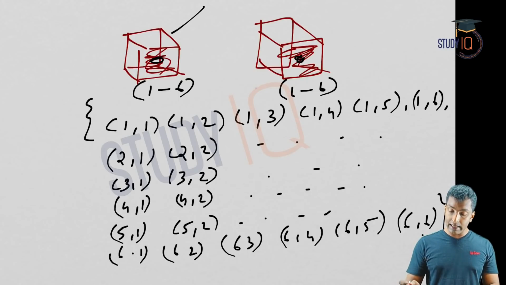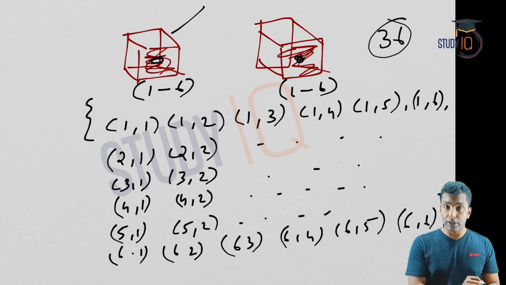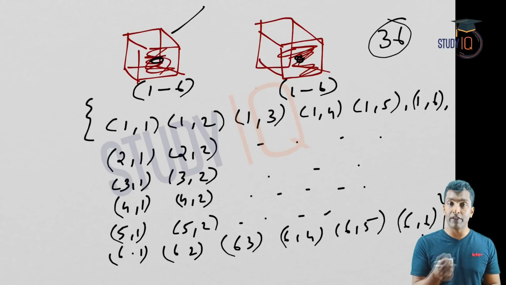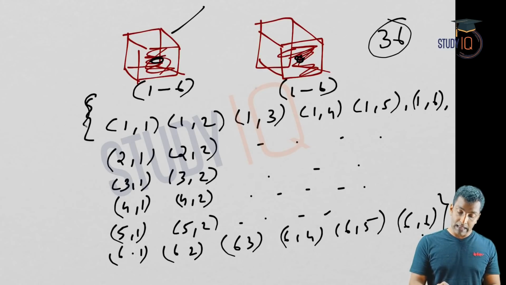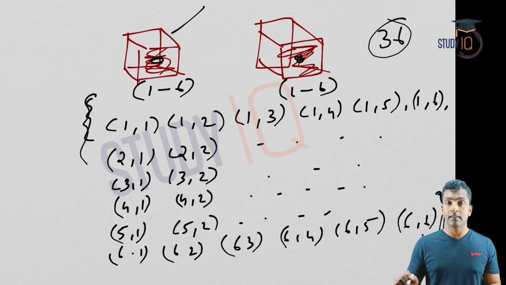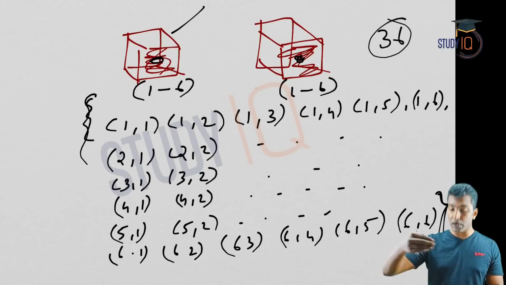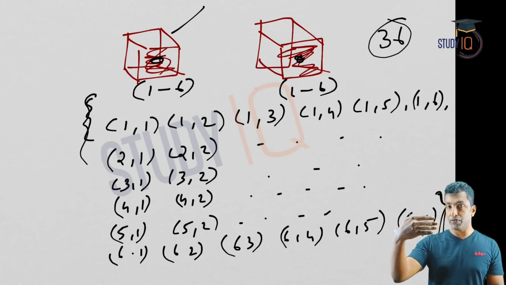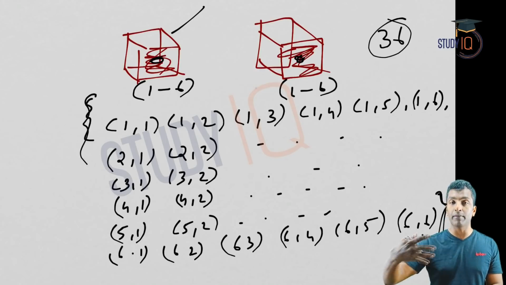You can clearly see there are 36 total outcomes possible. So there are 36 elementary events possible for this experiment, and this sample space contains 36 possibilities. All the possible outcomes are in the sample space. So 36 elementary events, which when you write them in set form, become your sample space.